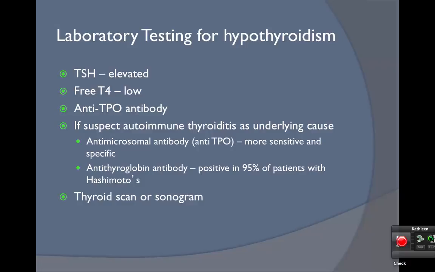Lab testing for hypothyroidism: TSH is elevated. Free T4 is low. You have anti-TPO antibody. If you suspect autoimmune thyroiditis as an underlying cause, you want to get anti-microsomal antibody. Anti-TPO is more sensitive and specific. You also want to get anti-thyroglobulin antibody because this is positive in 95% of patients with Hashimoto's. You might need a thyroid scan or ultrasound.